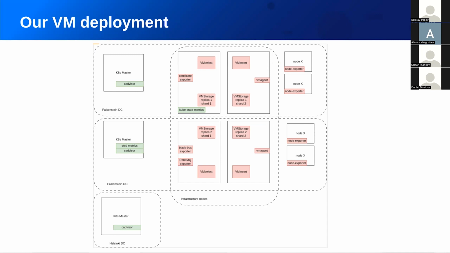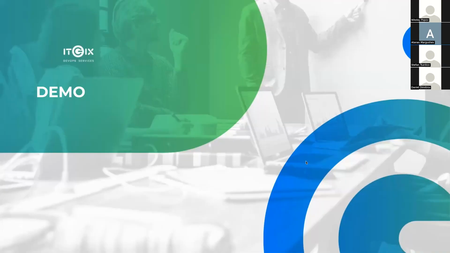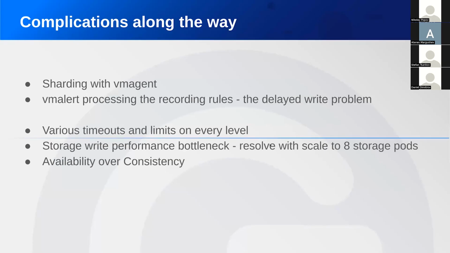And then we have a bunch of exporters, not only the standard ones like Kubelet, Kube State Metrics, Node Exporter, cAdvisor, but also some that we haven't mentioned here in particular, like the Percona database exporter, Ceph exporter, the RabbitMQ exporter, Blackbox exporter, certificate exporter for monitoring certificate validity, and so on. I can show you a bit of the system.